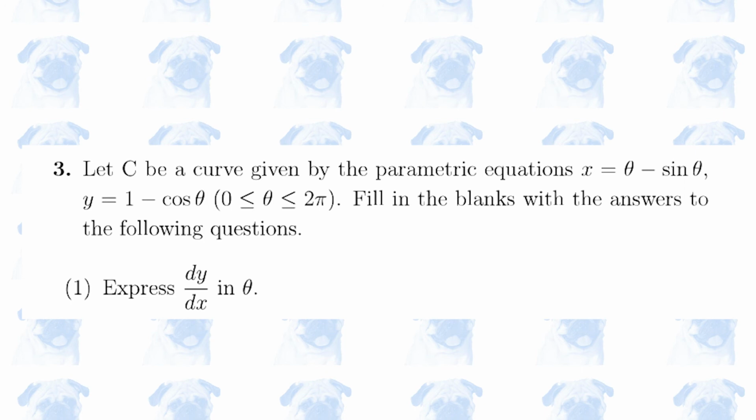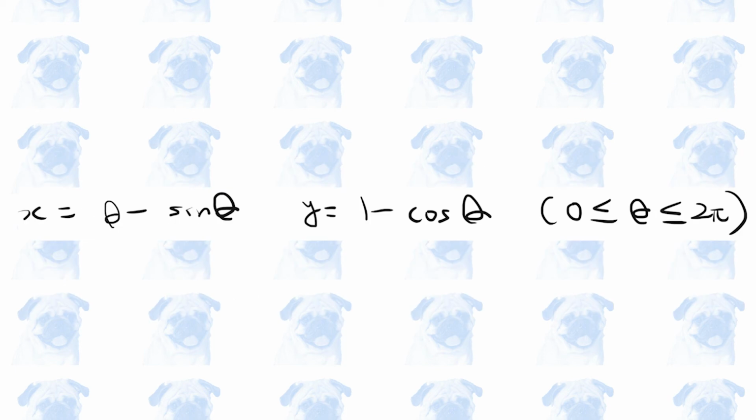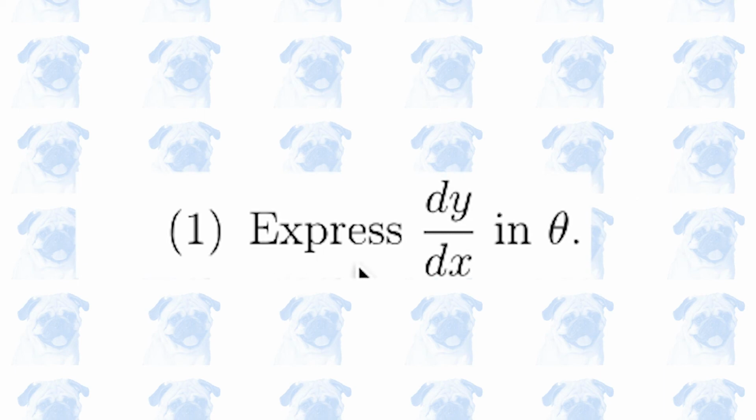Section 3. In this question, we are given two parametric equations, x equals theta minus sine theta, and y equals 1 minus cosine theta, where theta is between 0 and 2 pi. Question 1. Express dy dx in terms of theta.